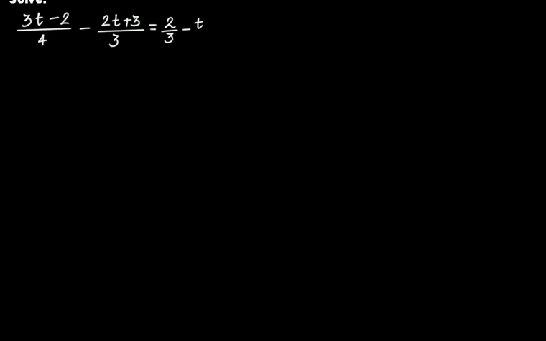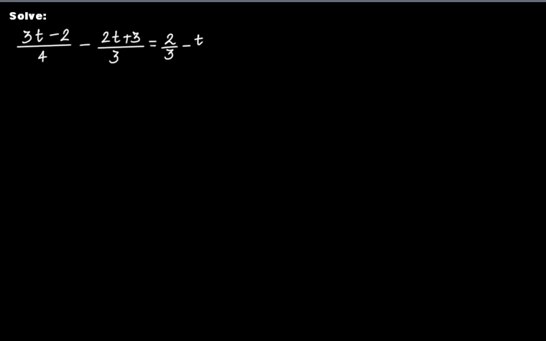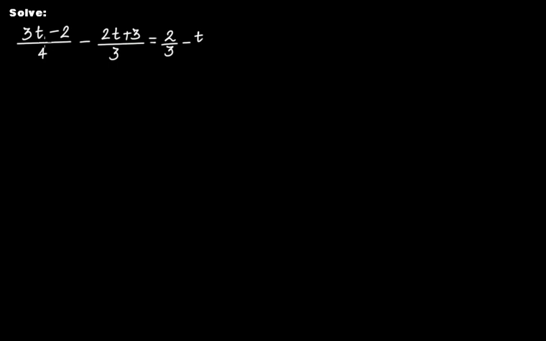Now, let's move to this problem. Here you have 3t minus 2 by 4 minus 2t plus 3 by 3 is equal to 2 by 3 minus 3. Again, treat it as a rational number. So when you do this, what's the LCM of 4 and 3? The LCM of 4 and 3 is 12. So if you want the denominator as 12, in this case, write 12. 12 divided by 4 gives you the quotient as 3. So this is 3 times 3t minus 2.